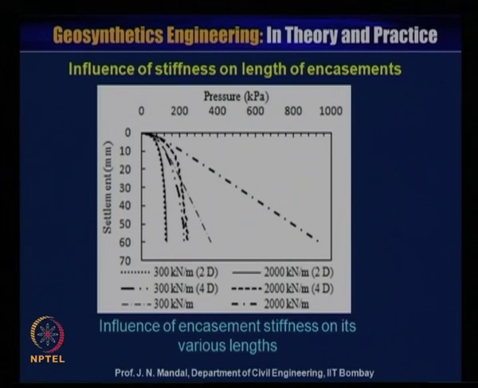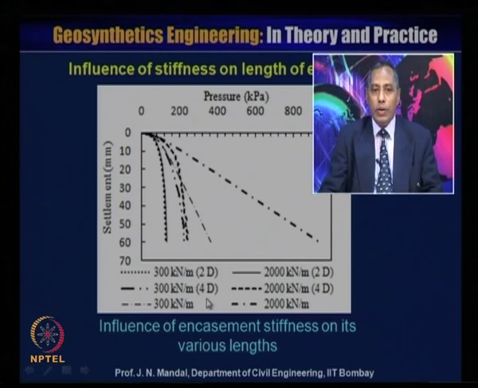Now, here it shows pressure versus settlement, and what the influence of the encasement stiffness is on its various lengths. Here we have considered the stiffness 300 kilonewton per meter when the length is 2D, 300 kilonewton per meter when the length is 4D, and also 300 kilonewton per meter when the length is 5D. Similarly, we take the stiffness 2000 kilonewton per meter for 2D length, 2000 kilonewton per meter for 4D length, and 2000 kilonewton per meter for 5D length. So, that means the influence of the stiffness on the length of the encasement.